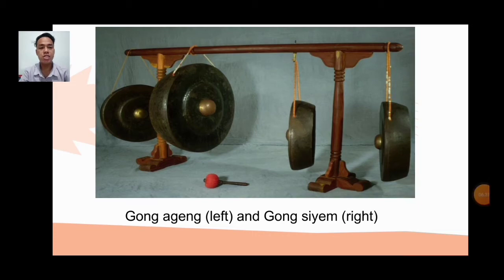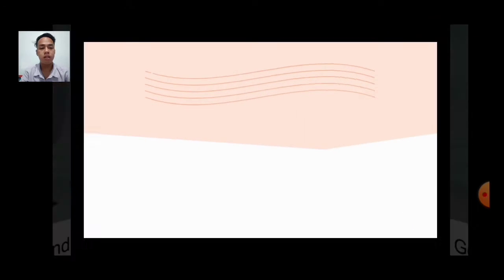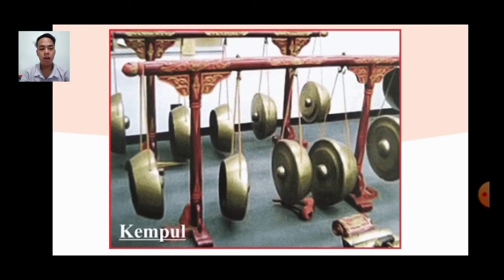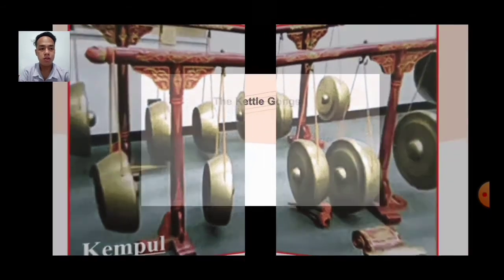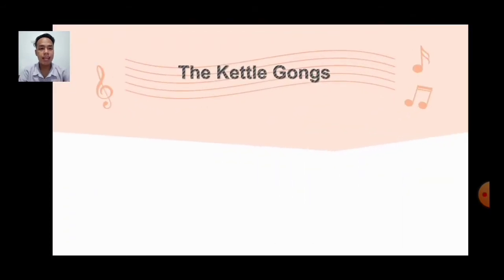The third example of hanging gongs is the kempul. These are small hanging gongs with a set of pitches depending on the scale used. The kempul has different structures or sizes, depending on the scale used on these gongs. So next, the kettle gongs.